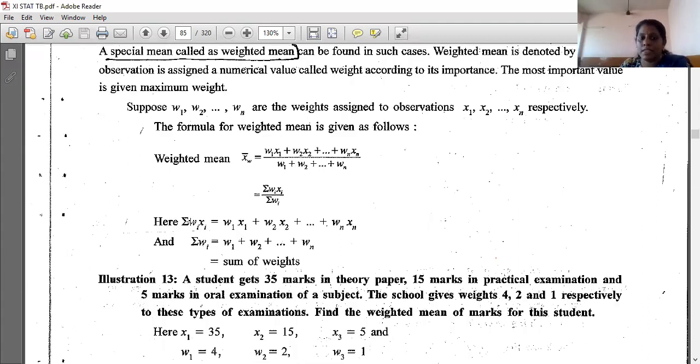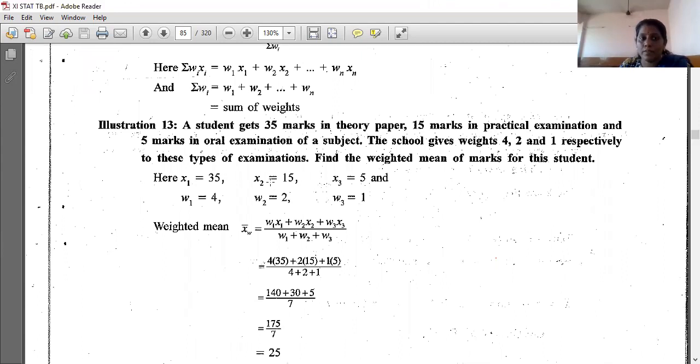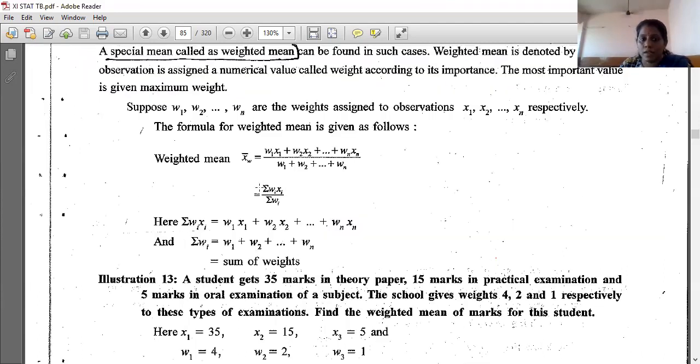Now in the weighted mean, that is x bar w, the formula is w1 x1 plus w2 x2 plus w3 x3 like this, divided by w1 plus w2 plus w3 like this. And one more formula is there, x bar w equals sigma wi xi upon sigma wi. So what is wi xi? That is the addition of w1 x1, w2 x2, w3 x3. So these two formulas you have to write.